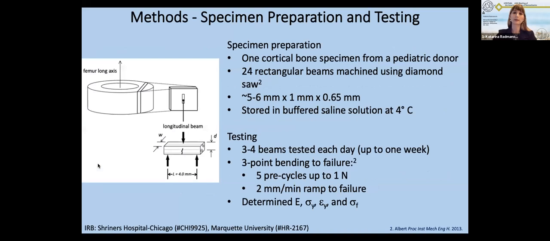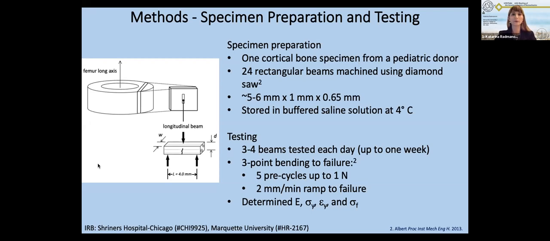One cortical bone specimen was collected from the femur of a 10-year-old female with no known musculoskeletal condition. 24 miniature rectangular beams were machined from the specimen using a diamond saw, with the long beam axis being parallel to the long diaphyseal axis. Following machining, the beams were immediately submerged in buffered saline solution and stored in a refrigerator at 4 degrees Celsius.